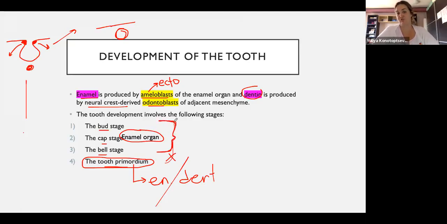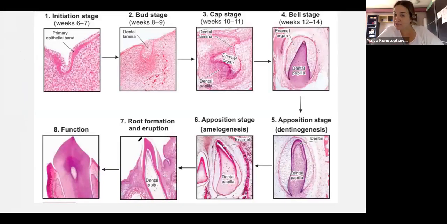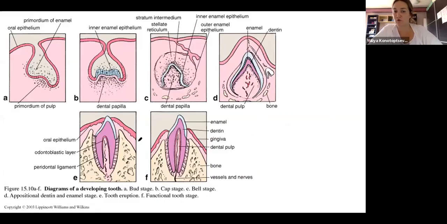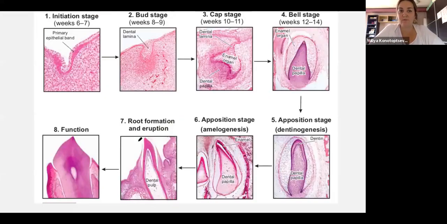And of course, you can understand what the enamel organ is going to give rise to. Of course, the enamel. So let's take a look. This is a histological representation of the stages, and this is from the book, just picture-wise. You can see that there are a bunch of stages. Unfortunately, the weeks are important for us. So there is something which is called initiation stage. It happens during the 6th week of embryological development. So the embryo is still in a very, very early stage.